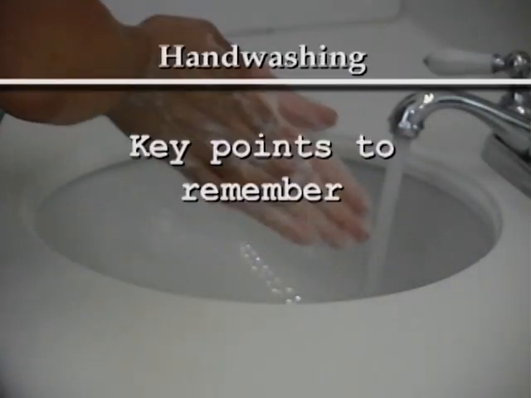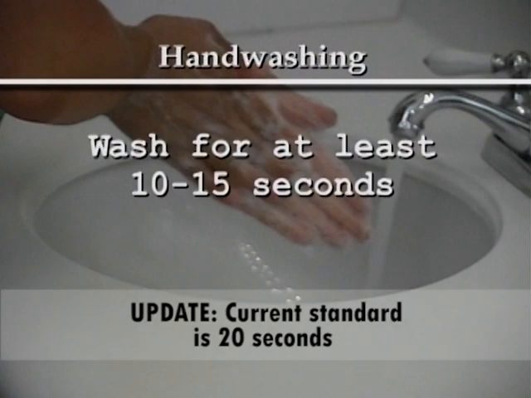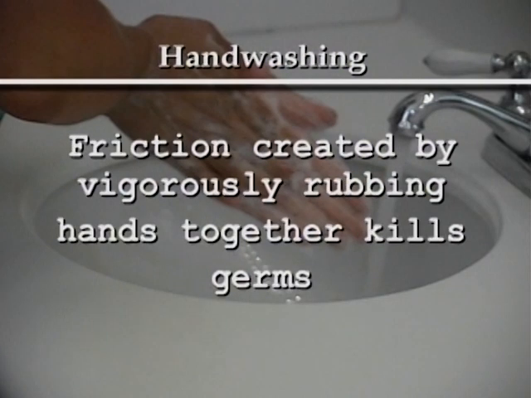When washing your hands, some things to remember. First of all, you must wash long enough. The CDC generally recommends 10 to 15 seconds at least when washing your hands. Secondly, when washing hands, it's not just the soap and warm water, but it's the friction as you vigorously scrub your hands back and forth that kills and removes the germs that are on your skin.